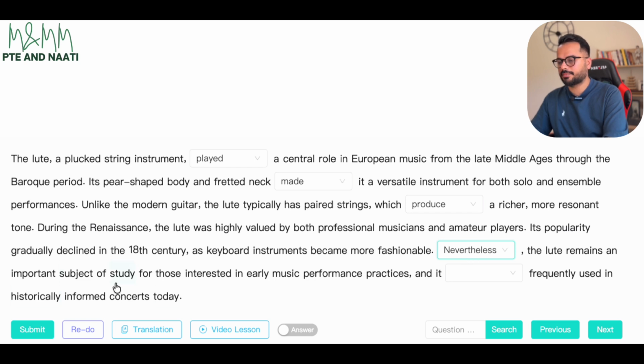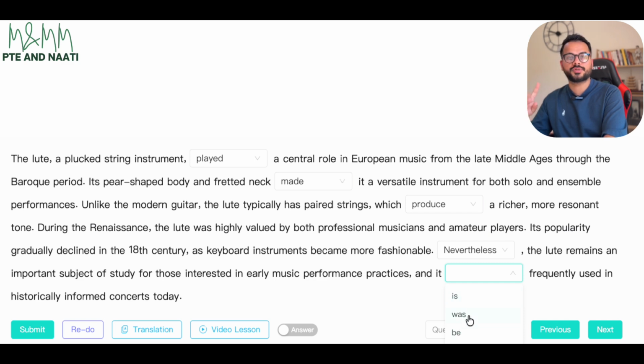Nevertheless, the lute remains an important subject of study for those interested in early music performance practices, and it dash frequently used in historically informed concerts today. Today is the keyword over here. So present tense is what we're talking about. So we need something which is in the present tense. It dash frequently used in historically informed. Options are is, was, be, been. Straight away, my correct answer needs to be the word is, because that is a present helping verb.